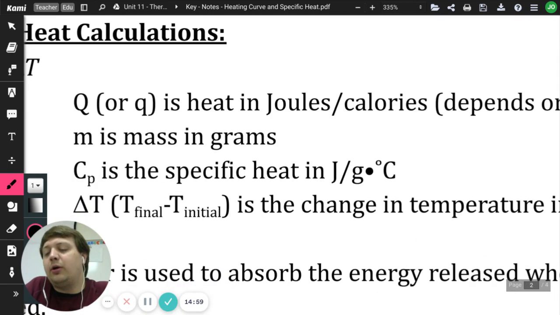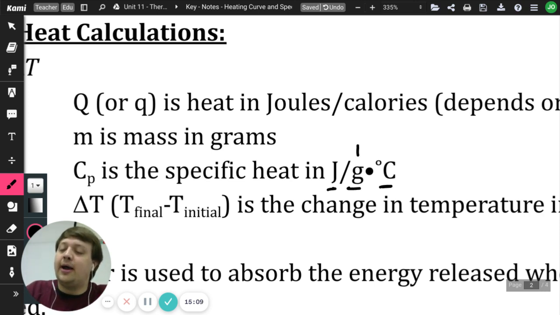Specific heat is going to be one of the important ones that you keep an eye on your units, because it's going to determine what other units you need to use throughout your equation. Okay, so if my specific heat ends up being in grams, but my mass is in kilograms, I know that I am going to have to convert that mass into grams so that it works with my specific heat. All right, same thing with joules.